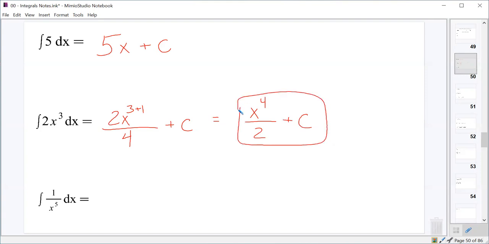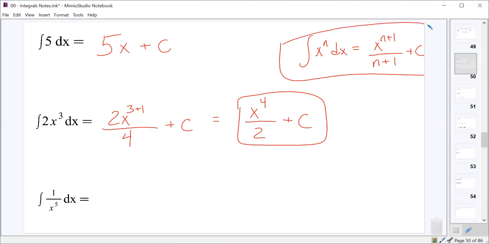And if you were to take 1/2 x to the 4th plus any constant and take the derivative of it, you'd end up with 2x cubed. So our power rule in reverse is going to be: the integral of x to the n dx is equal to x to the n plus 1 divided by n plus 1, plus a constant. So this is the power rule for anti-differentiation for integrals. And you definitely want to know that. You're going to use it so often that it's just going to be second nature to use. So that's the rule we're going to be using for quite a few of these.